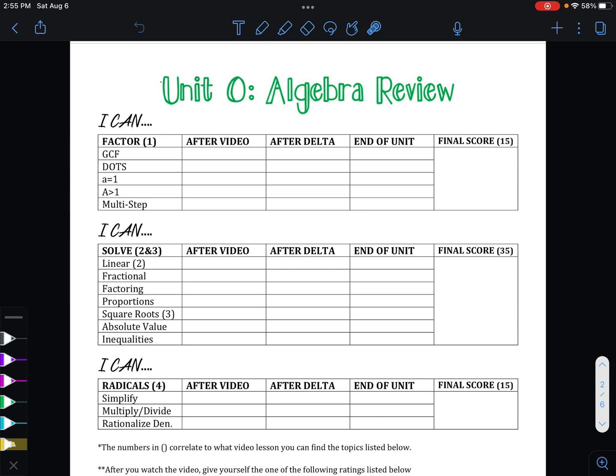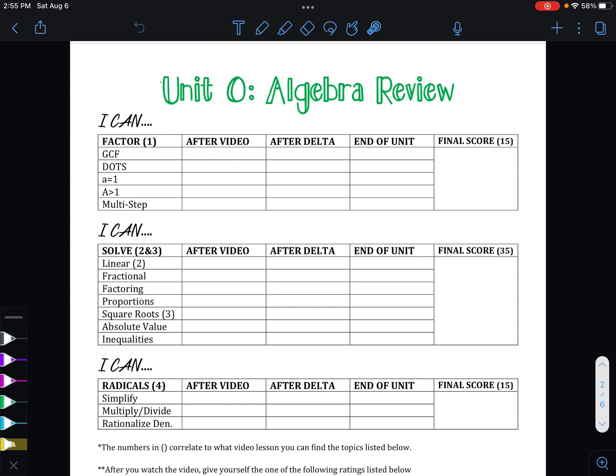And so we're going to focus on four main topics: factoring, solving equations, different types of equations, looking at square roots, absolute values, inequalities, and then some radicals. Each of those main topics, as you can see, the numbers refer to the different videos. There are going to be 4 videos that I want you to watch.